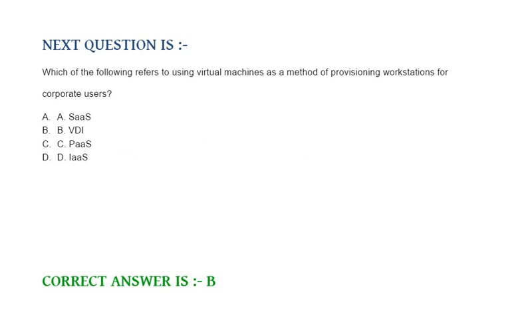Next question is, which of the following refers to using virtual machines as a method of provisioning workstations for corporate users? Option A. SaaS. Option B. VDI. Option C. PaaS. Option D. IaaS. Correct answer is option B.